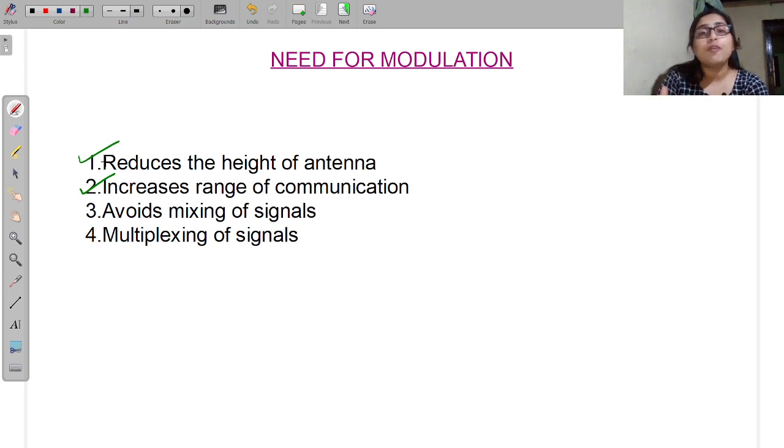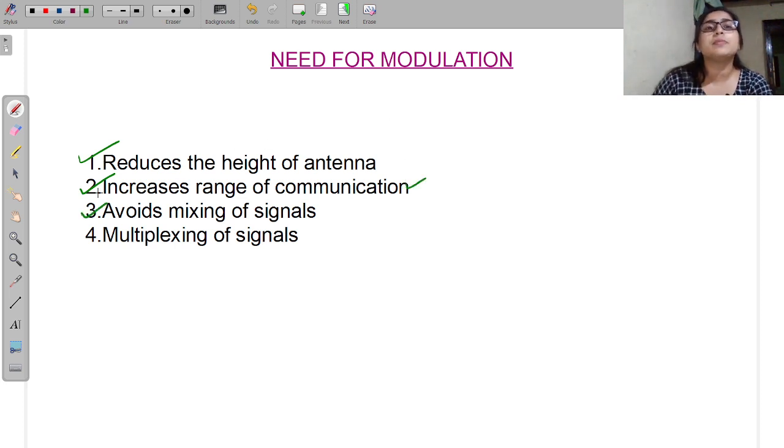With the example of the paper ball, I told you what happens when modulation is taking place. This low frequency signal is the message signal, and the message signal cannot travel longer distances. That's why it is superimposed on the high frequency signal, because of which the attenuation reduces, so it can travel longer distances. So it increases the range of communication.